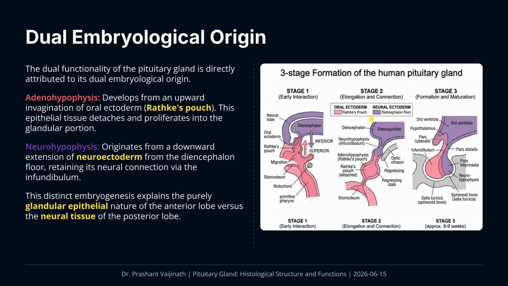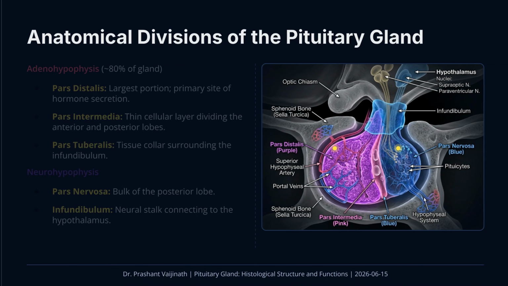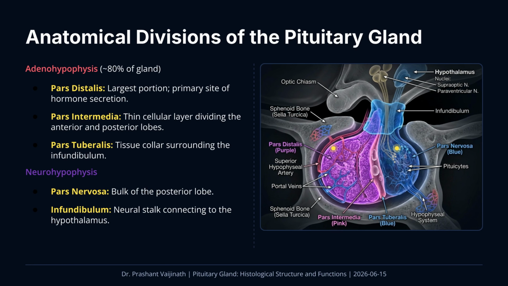The Adenohypophysis, or anterior pituitary, develops from Rathke's pouch, an upward invagination of oral ectoderm. The Neurohypophysis, or posterior pituitary, originates from neuroectoderm. The Adenohypophysis, about 80% of the gland, includes the hormone-secreting pars distalis, the dividing pars intermedia, and the infundibulum surrounding pars tuberalis. The neurohypophysis consists mainly of the pars nervosa and the infundibulum, which is the neural stalk.